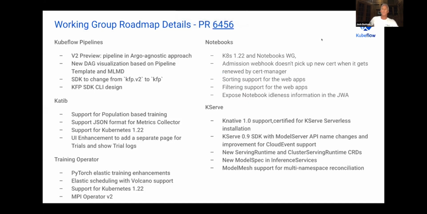So you can see we have a pretty big pipeline of features that are being developed for July: updated DAG visualizations in pipelines and increased UI enhancements, with separate pages for trials and trial logs for Katib, PyTorch elastic training enhancements, and Volcano, and MPI operator version 2 for the training operators. Lots of stuff in the notebooks, and in KServe, the ModelMesh, so you can do high scaling and get around pod limitations, for example, and being able to use Knative effectively in serverless.